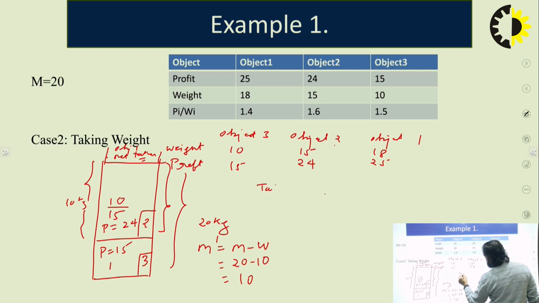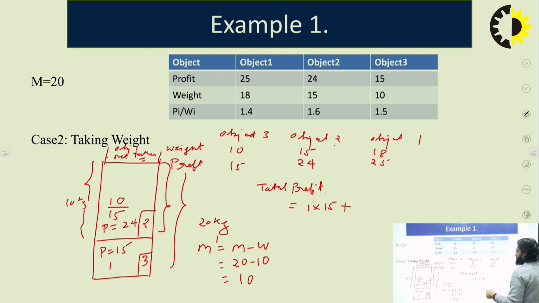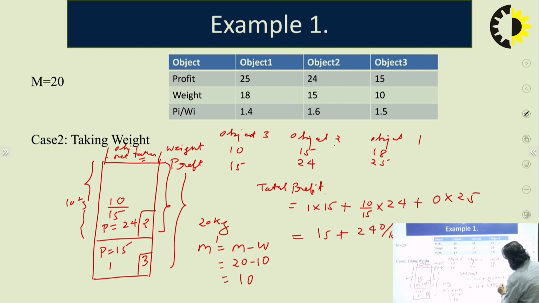Now we compute the total profit. Object 3 is taken completely, so 1 into profit 15, plus object 2 taken as a fractional part, 10 by 15 into profit 24, plus object 1 not taken, 0 into profit 25. That is 15 plus 240 divided by 15 plus 0. The total profit is 31.